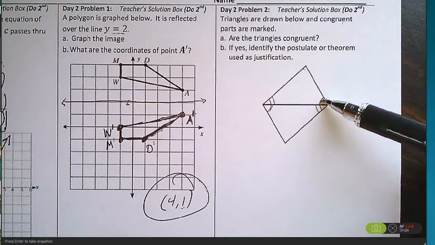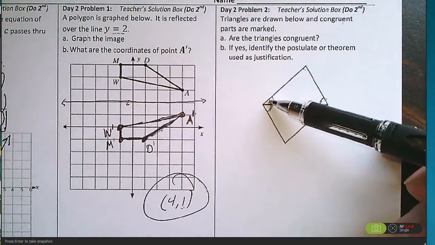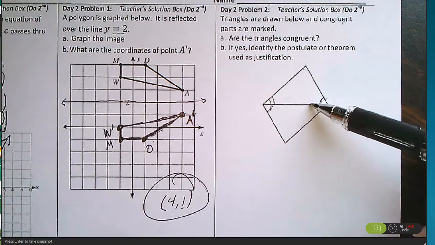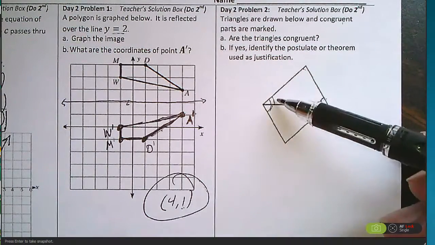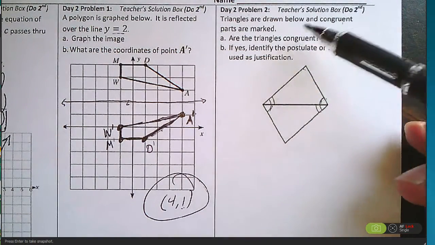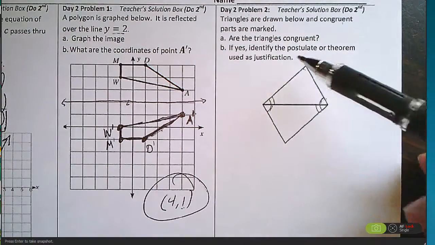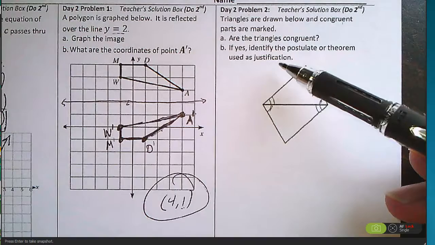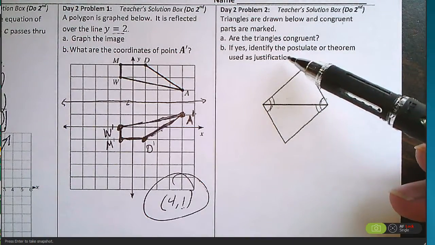They're the same measure. This angle here has a double loop in it, and this angle here in the bottom triangle has a double loop in it. These are the same size. Question A, are the triangles congruent? And then in question B, if yes, we're asked to identify the postulate or theorem used as the justification.